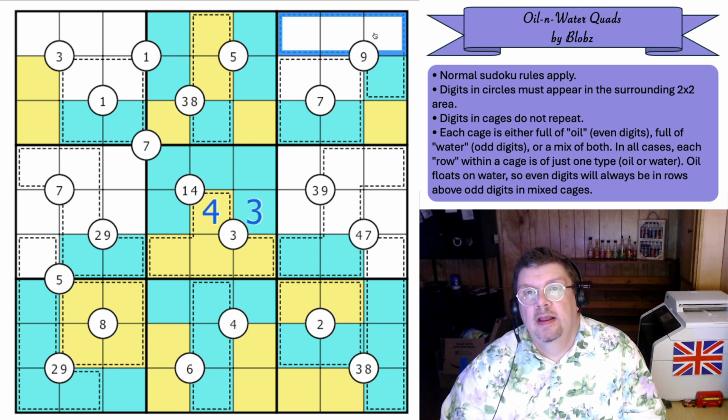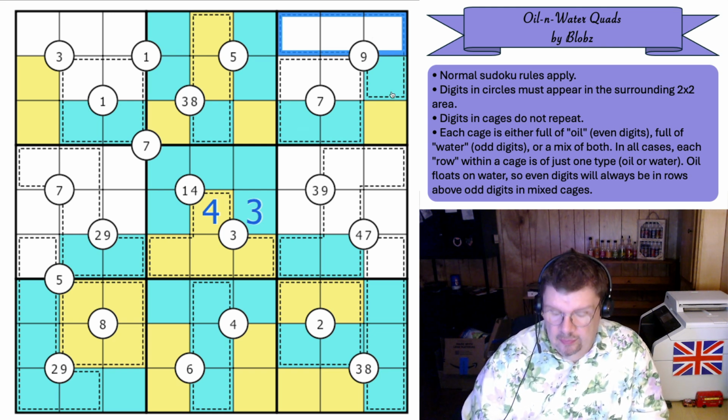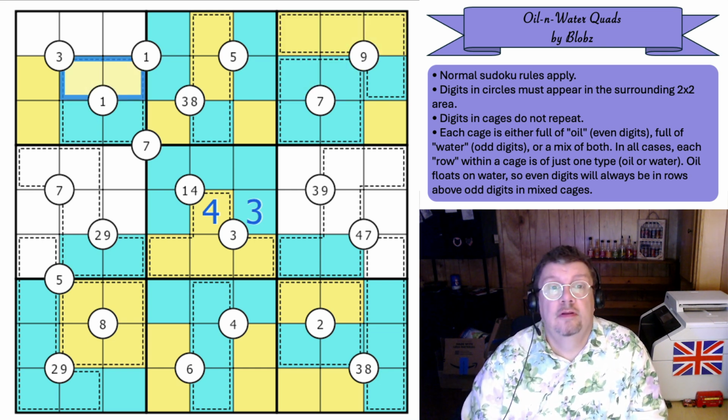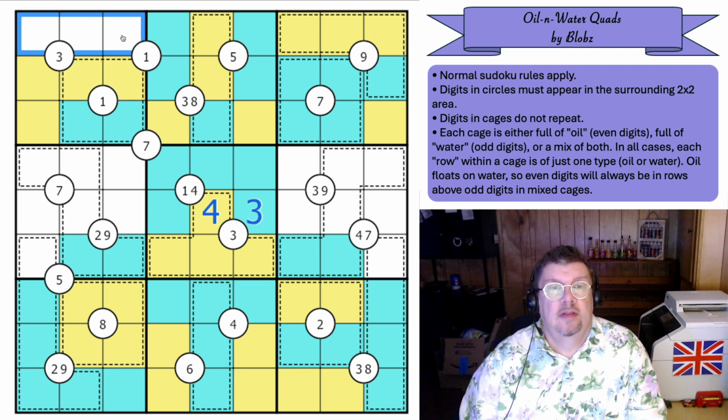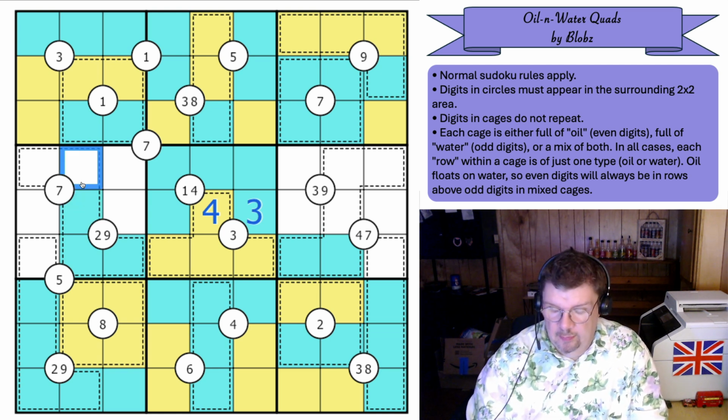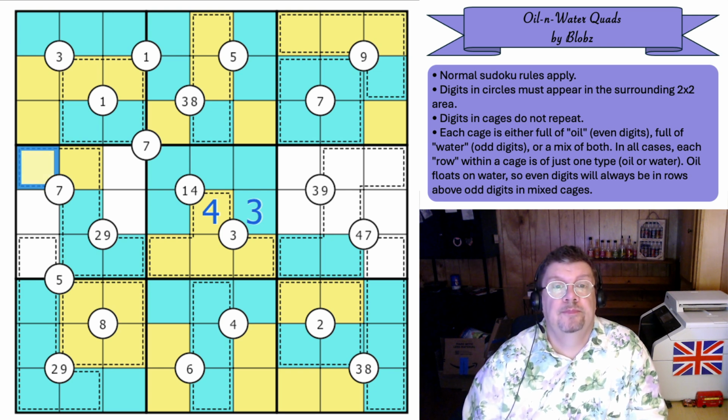These three are the same, and they can't be water because I've already got 3 water in the box. So those must be oil. That makes these the water. That makes these the oil. That makes these all water. And now I need 1 oil and 1 water in this column. And because of the way they float, that must be the water, that must be the oil, which makes this oil.